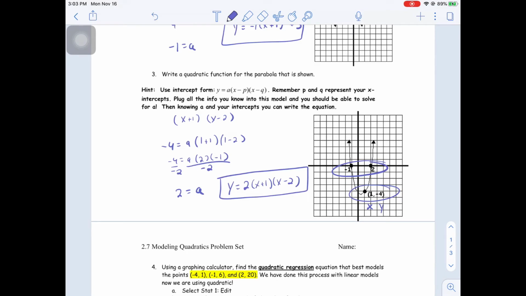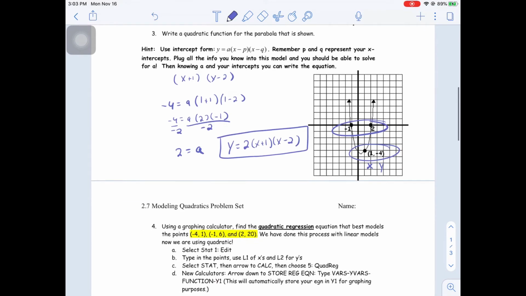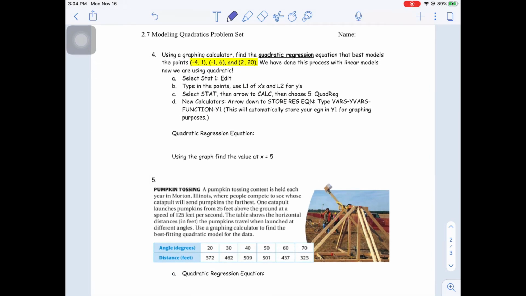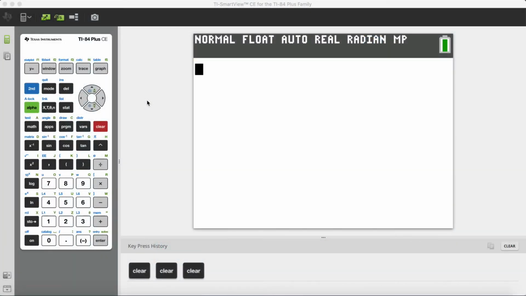All right, so that was basically a couple of review problems from yesterday, just plugging in what you know to solve for what you don't know. For this next section down here, I'm going to switch over to showing you how to do this. What we're going to do now is model with quadratic regression. So it says using a graphing calculator for number 4, find the quadratic regression equation that best fits the points.